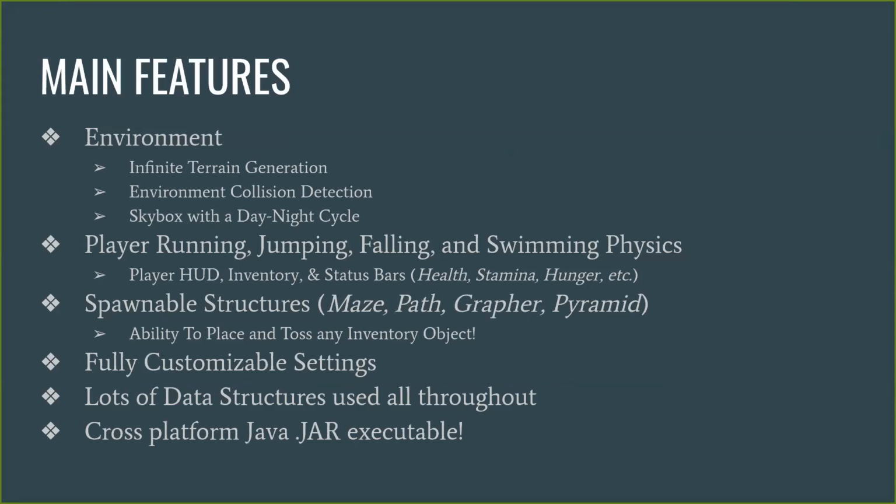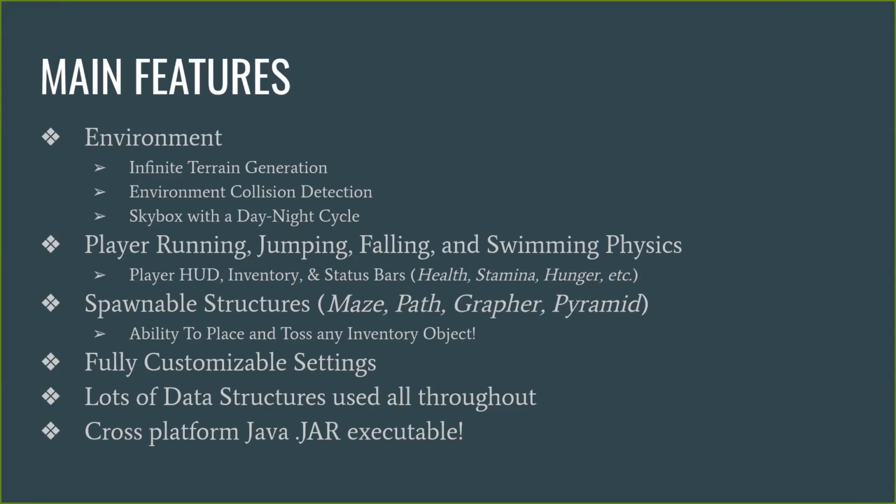Here's a quick overview of some of the main features that we got to implement within the game. As part of the environment, we implemented infinite terrain generation using Perlin noise algorithms. With that, we had to figure out a collision detection system from the player with the environment. We also got to implement a skybox with the full day-night cycle. The player includes running, jumping, falling, and swimming physics. The player HUD, inventory, and status bars are all controlled by that player class, including health, stamina, and hunger.